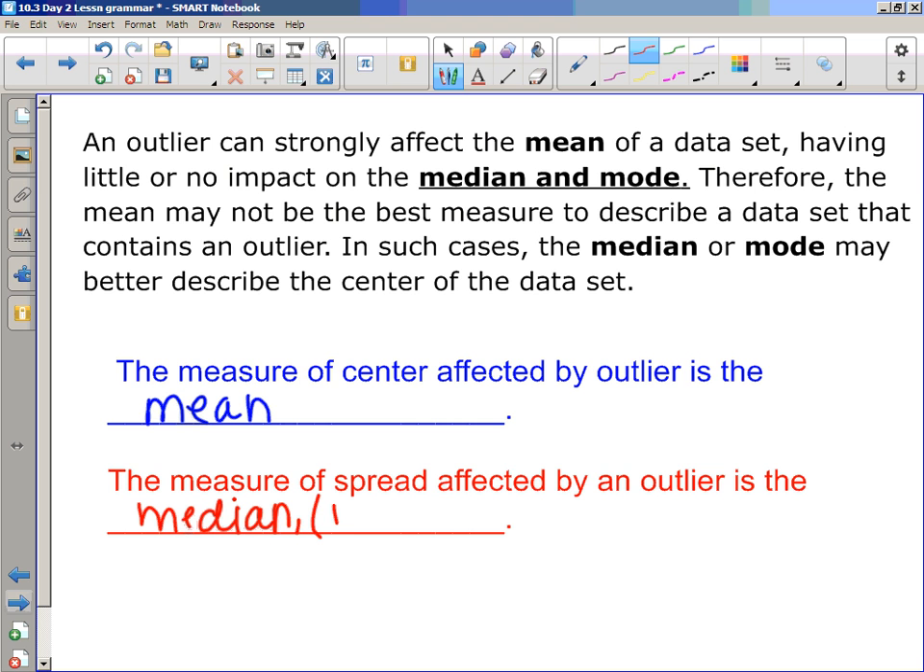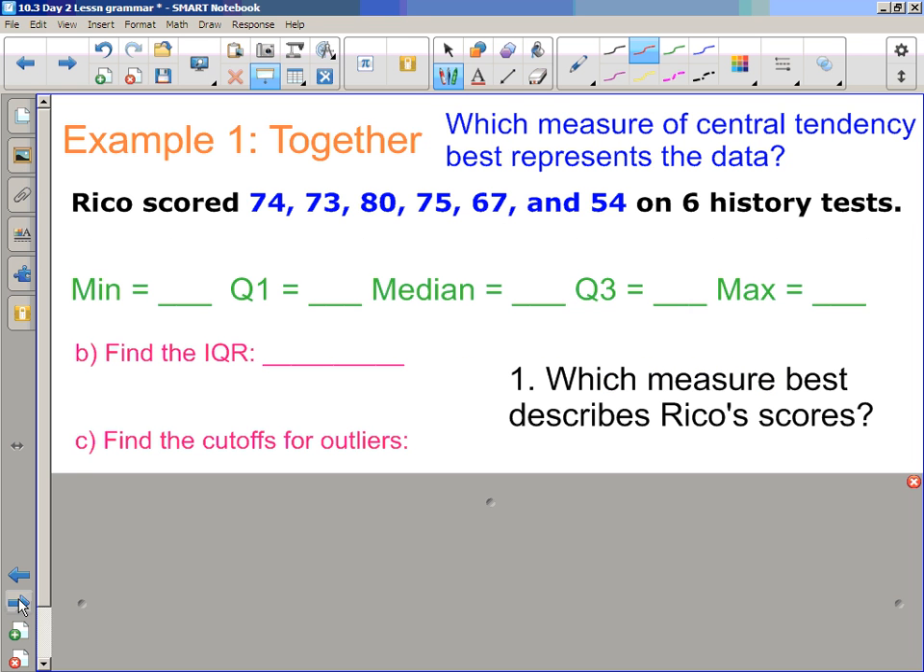And also, we didn't look at the mode, but the mode's not affected by an outlier because it's just the most common occurring number. Right? So the reason we're looking at this is because outliers can affect the measure that we pick to describe our data. If we have outliers, the mean is probably not the best measure to pick to describe our data when we're talking to someone else about it. So the other alternative would be to use the median or the mode to describe it.